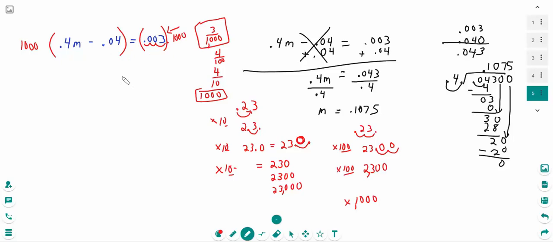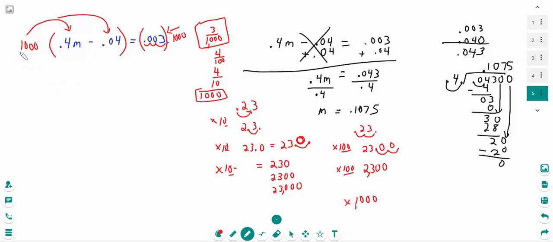Now this is where the distributive property comes back into play. And that's why learning these two things today makes sense. Here, I took this whole side and multiplied it by 1,000. I can't just take part of the side. I have to take the whole side and multiply it by 1,000. So I need to distribute this 1,000 through using, ding, ding, ding, the distributive property.